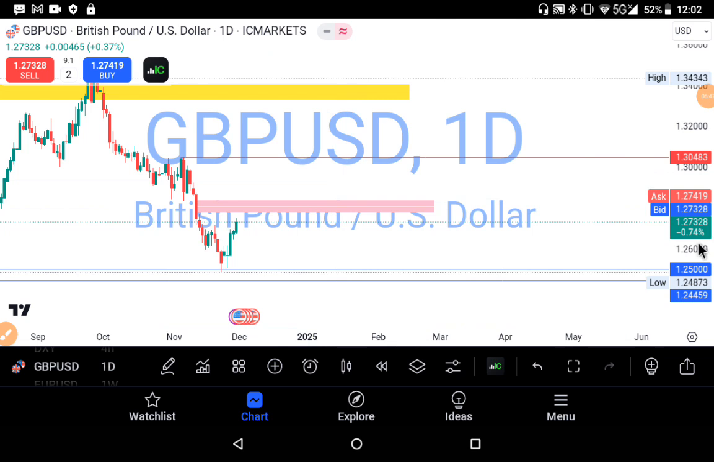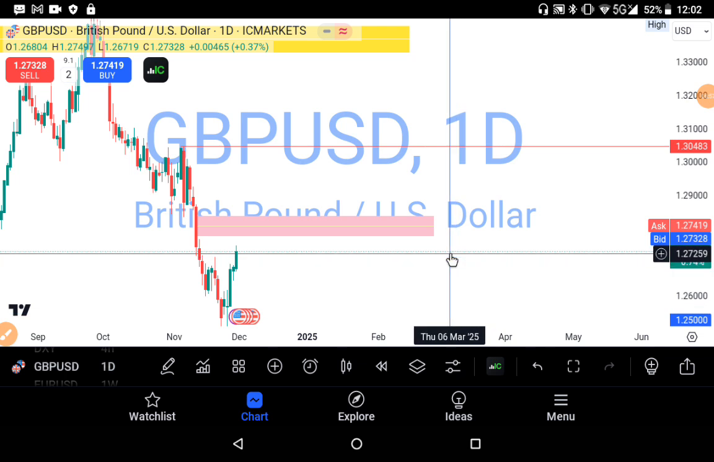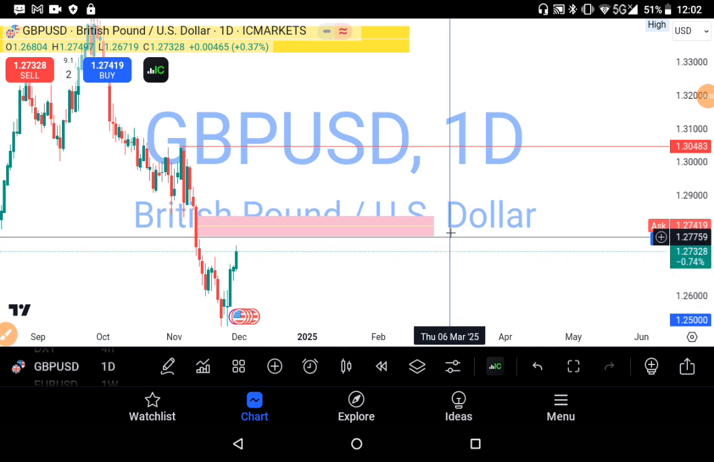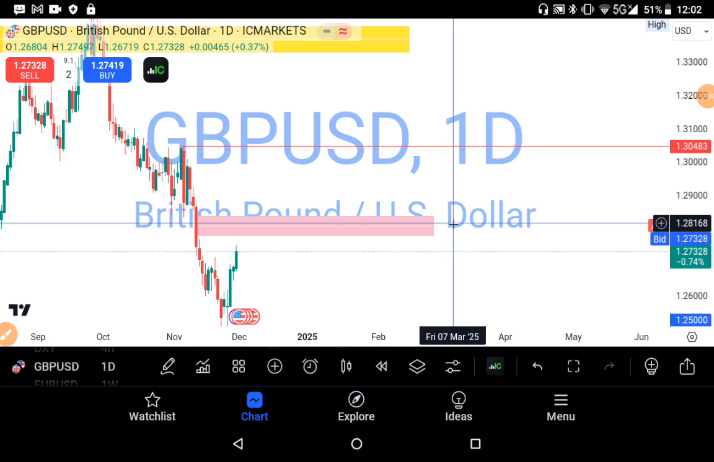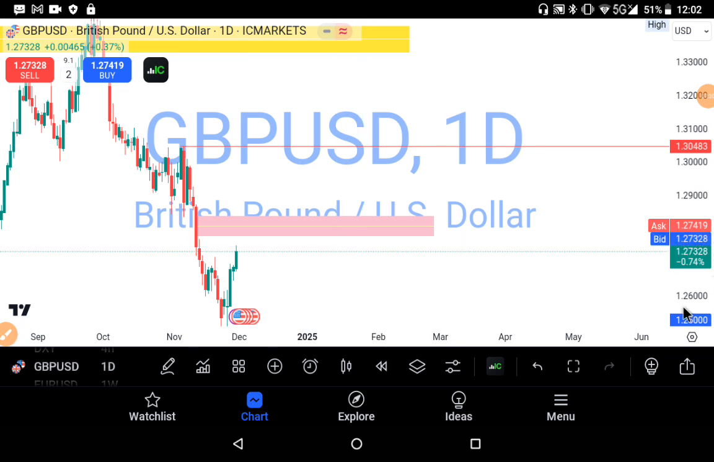I'll be watching the market price gravitating into that CB and then delivering 1.27000, or 1.28000, sorry, 1.28000, 1.29000 up to 1.30000. So I'll be interested in 1.28000 to 1.30000. So my long-term draw has been mentioned.